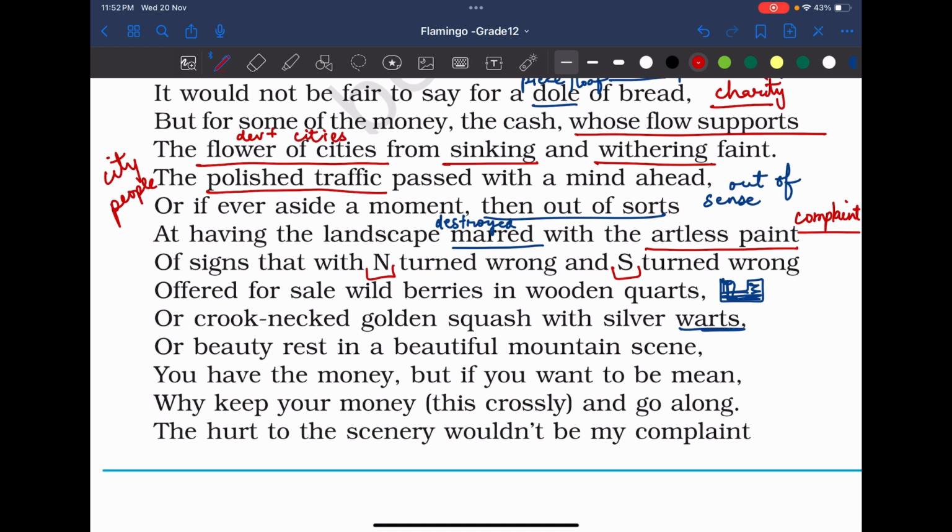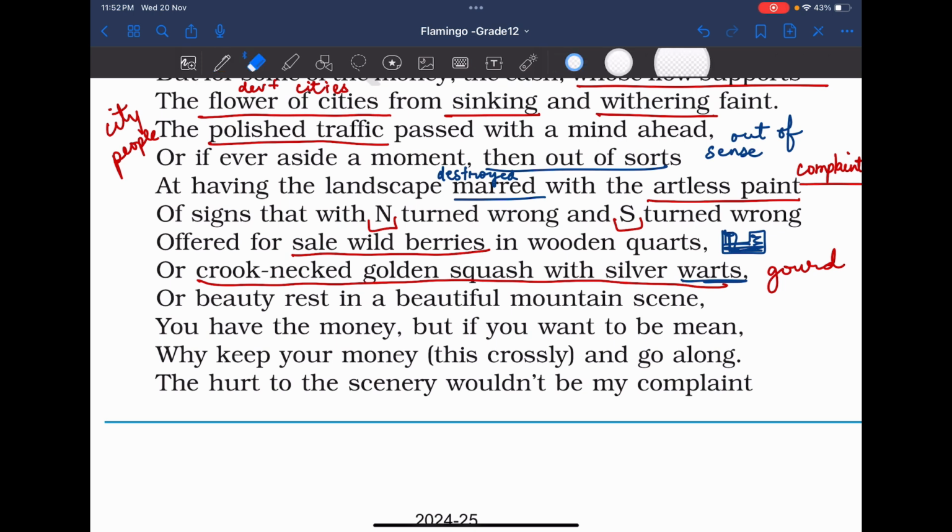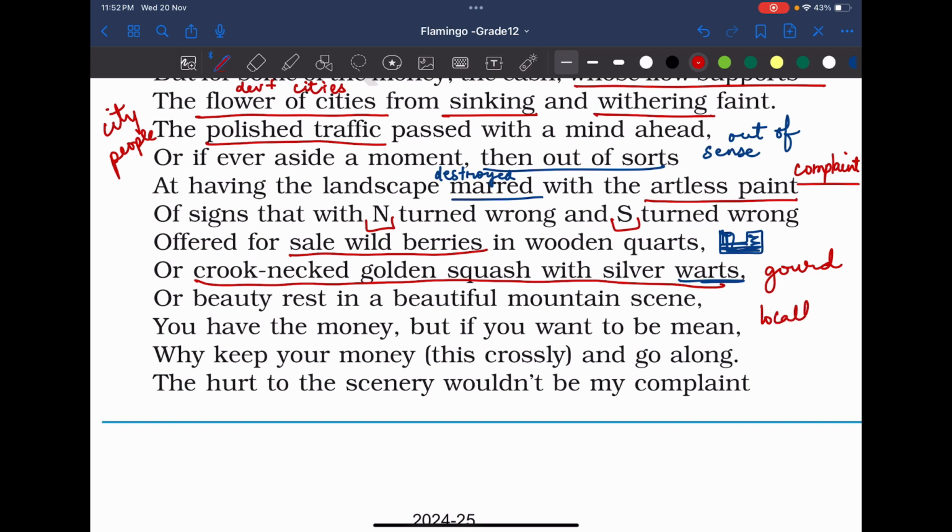Right, you must have seen in many mountainous regions or remote places, the spelling of toilet is wrong and the spelling of ladies is wrong, because they are obviously not that educated. Now, what these people are selling: wild berries and crooked neck golden squash with silver warts. Basically ghia, lauki, all these vegetables which are organically produced, all these locally produced things they are selling.